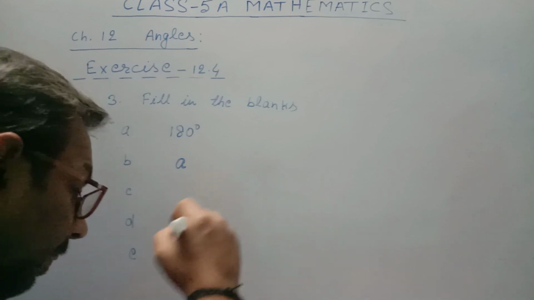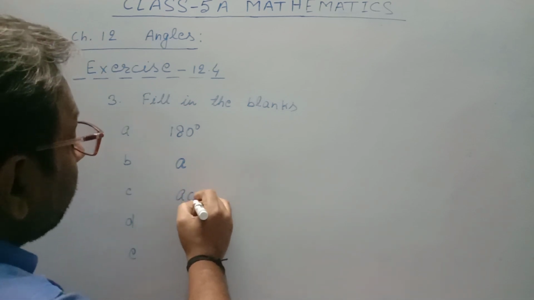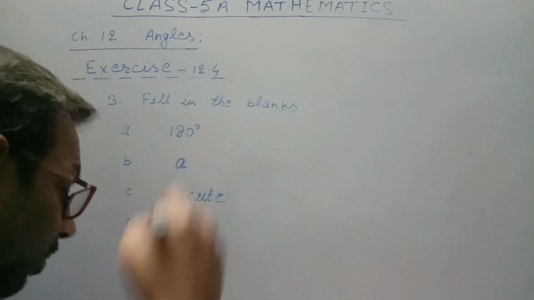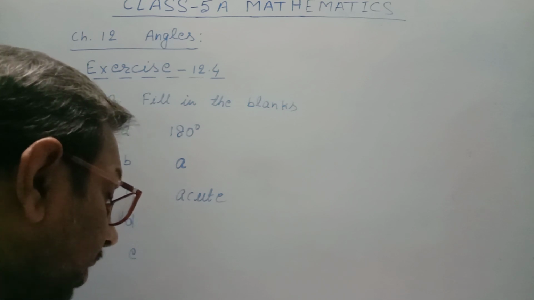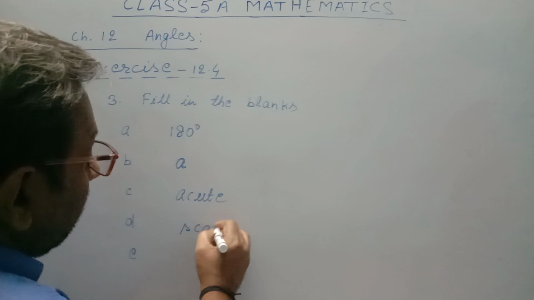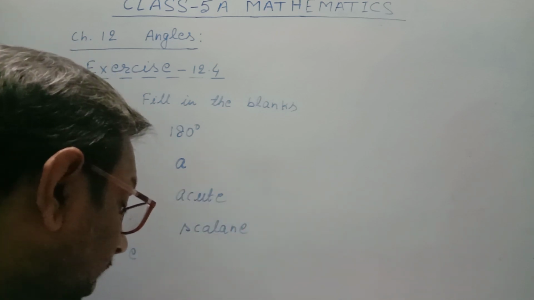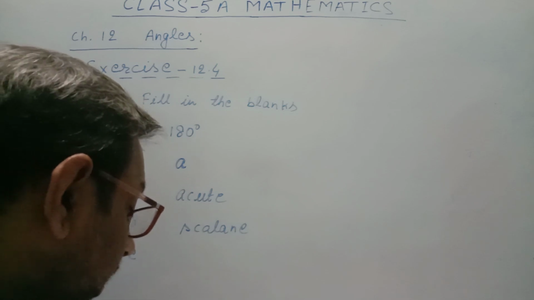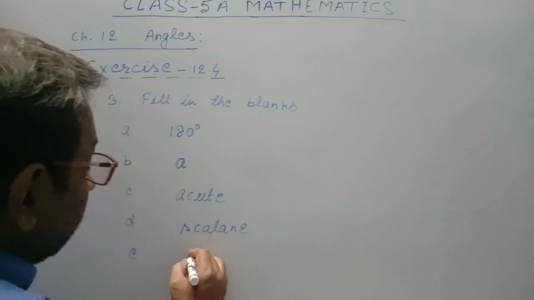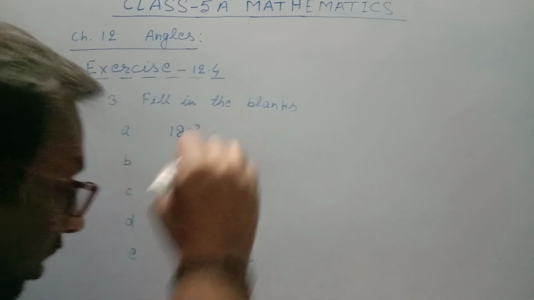In question C, all angles of an acute triangle are acute angles. Acute. Then question D, all sides of a dash triangle are of different lengths. Scalene triangle. And in question E, the sum of the lengths of two sides of a triangle is always dash than the third side, greater than the third side. In this way we completed the exercise.